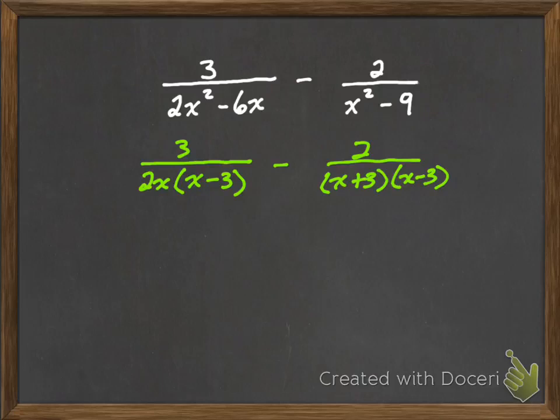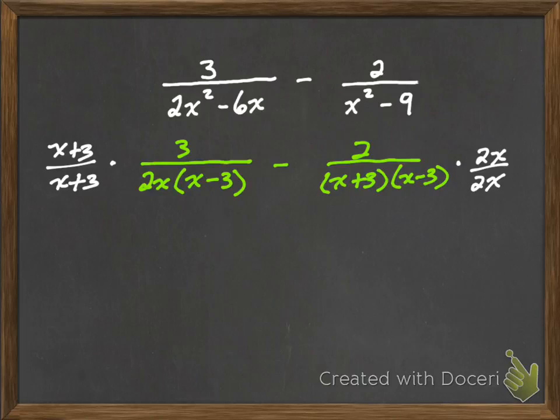All right, so now, does this denominator have something that this one does not? And it does. It has an x plus 3. This denominator does not have an x plus 3. Therefore, that's what we need to multiply by. And then we look at it the other way around. This denominator has a 2x. This denominator does not have a 2x. So that's what we need to multiply by over here.